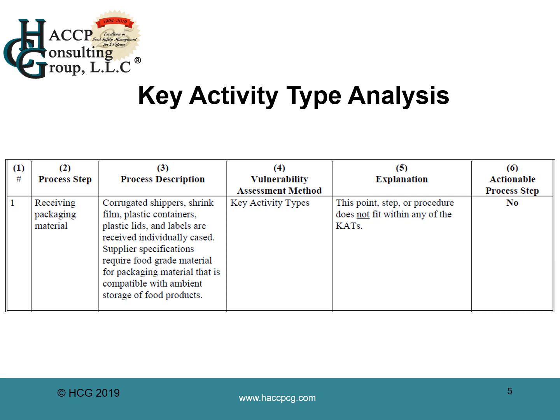The form is much like one you have probably used with your HACCP or food safety plan in the past. You can see in columns 1 and 2, you list and identify process steps that will match your flowchart. In column 3, you describe that step. In column 4, indicate that you're using the key activity types method. In column 5, indicate whether or not that step falls within the definition of a key activity type. And in column 6, if it does fall within that definition, you would answer yes. If it does not fall within that definition, you would answer no.